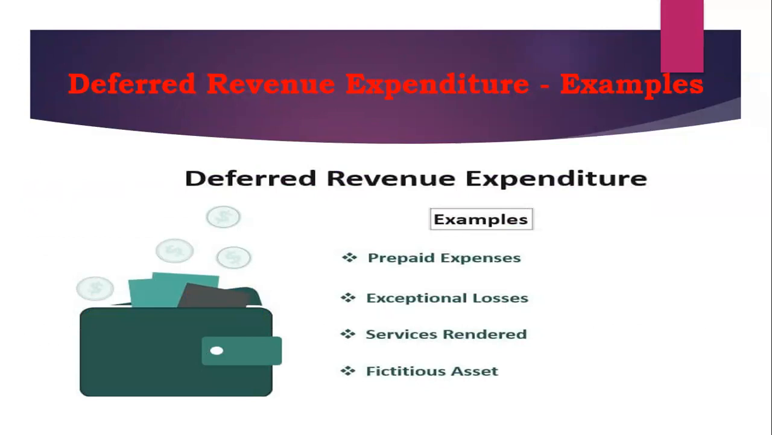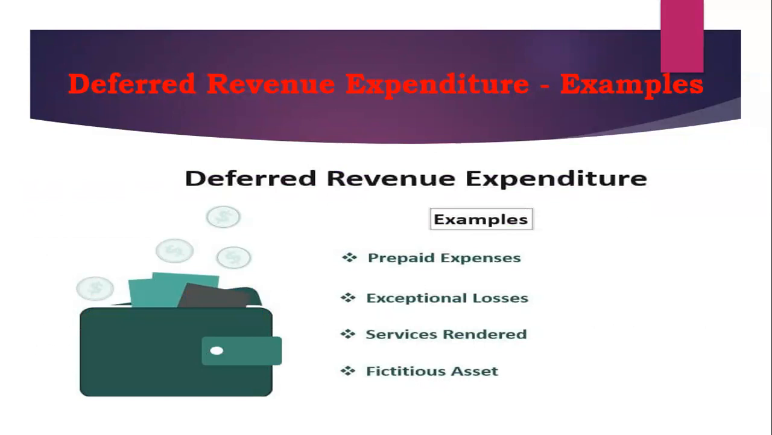The second example is exceptional losses. Examples are discount on issue of debentures and the cost of research and development, because these are exceptional losses. For example, an earthquake, floods, or unforeseen losses, or any confiscation of property, all these will come under deferred revenue expenditure. These are the exceptional losses.